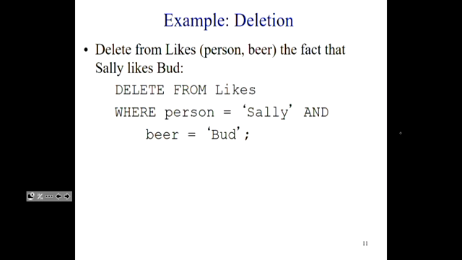Let's look at some examples. I want to delete, let's say that Sally likes Bud from the likes relation. I can do delete from likes where person is equal to Sally and beer is equal to Bud. Okay, so this is a regular old where clause like in any other select from where statement.